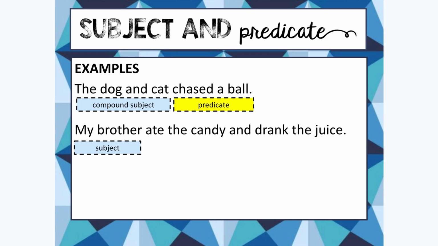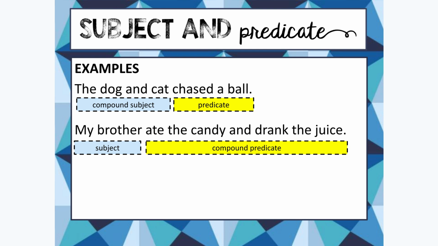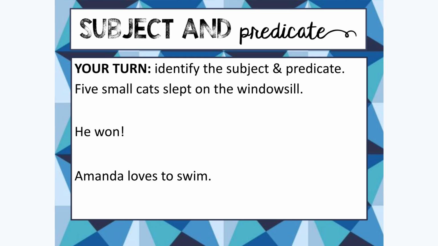My brother, one subject, but can you guess what's coming? A compound predicate. Ate the candy and drank the juice. Two different verbs: ate and drank, candy and juice. So when you see a conjunction like and or but, you have to watch for whether there is a second subject or a second verb to decide if it's simple subject, simple predicate, or compound.